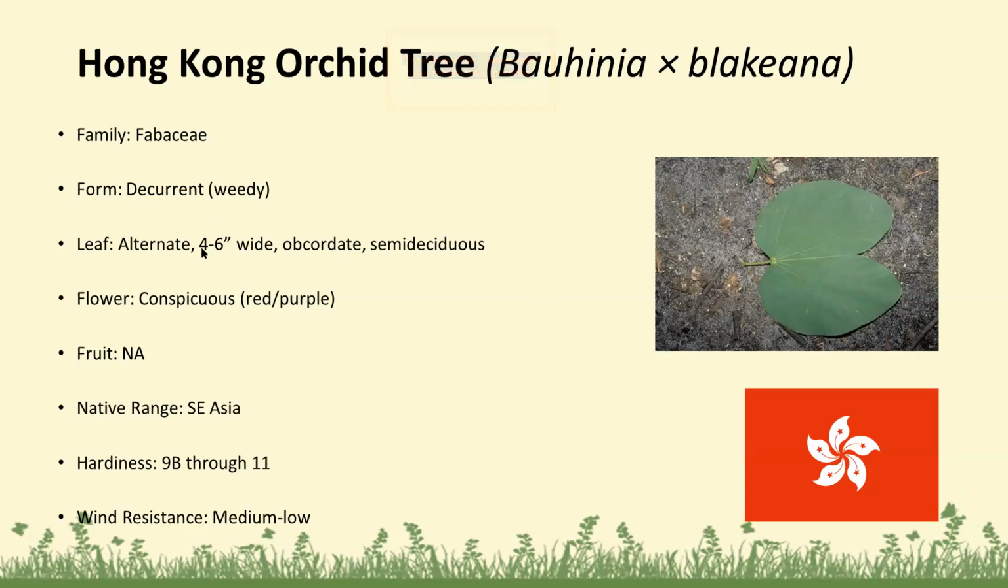But I guess the thing about the leaf is it has these nice leaves as well. They're 4 to 6 inches wide, and they kind of look like a cow's hoof. In Spanish, one of the common names for this plant is pata de vaca, which means foot of the cow. And the flower is very conspicuous. I think that typically it flowers from about November until March or so. It's native to Southeast Asia, and the hardiness is 9B through 11. So it's more of a South Florida tree, but like I mentioned, it can make it here as well.